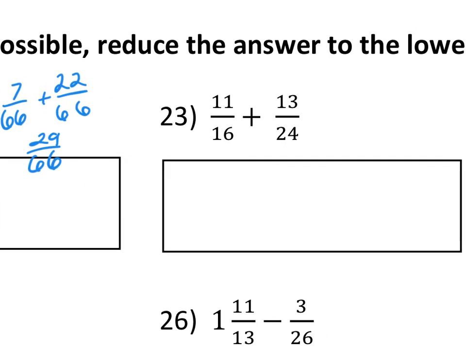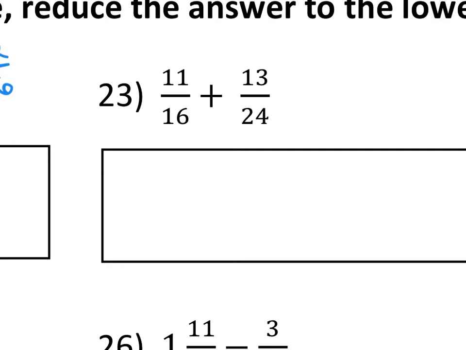All right, number 23. Okay, so we're adding again, so we need to find a common denominator. Now remember, if you're looking at two denominators and you can't really think of a number that both of them can go into nicely, that's okay. When in doubt, you can always just multiply each one by the other fraction's denominator.